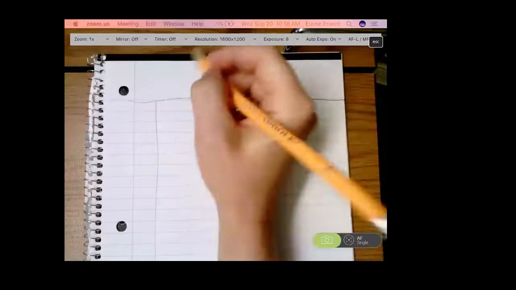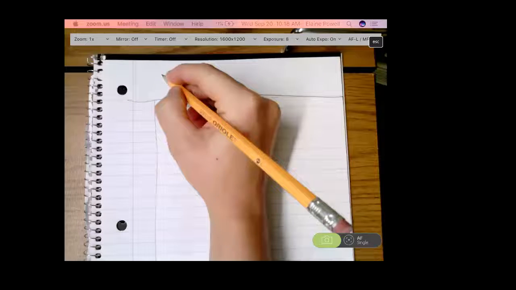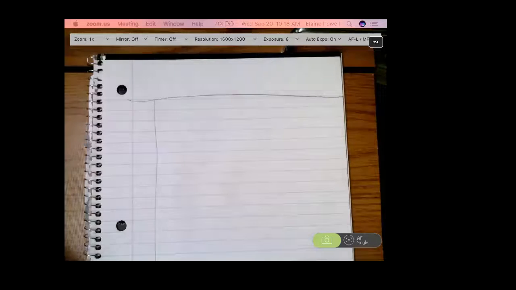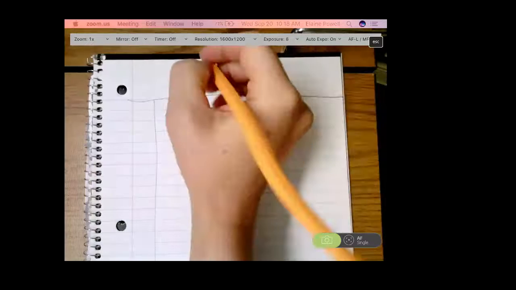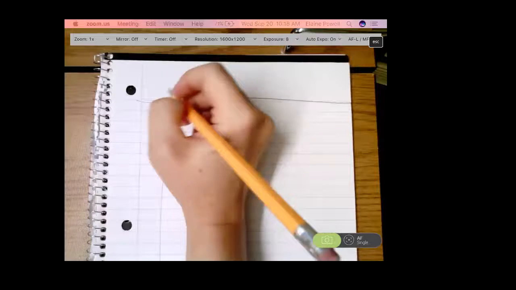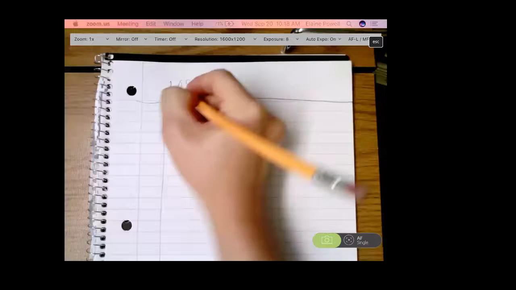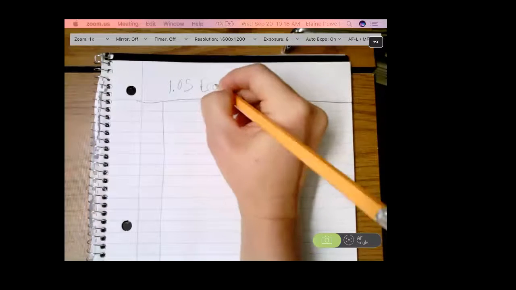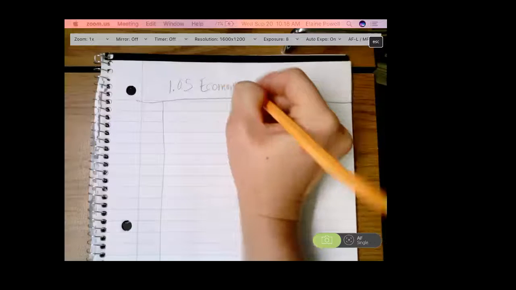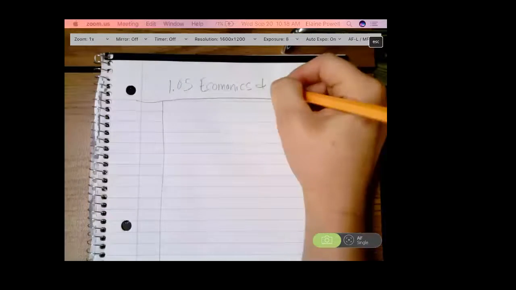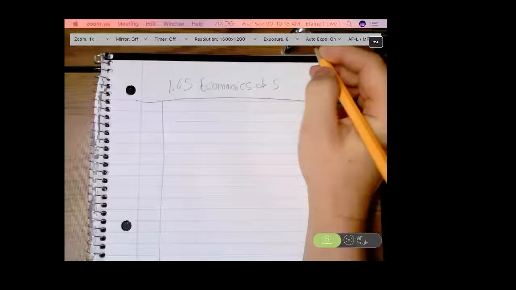What is the name of this lesson that I had you go to in social studies? Anybody want to tell me? You can look right up at the top. It's in that grayish box. Yeah, James. 1.05 economics, and I'm using the and sign. You can write it out too.